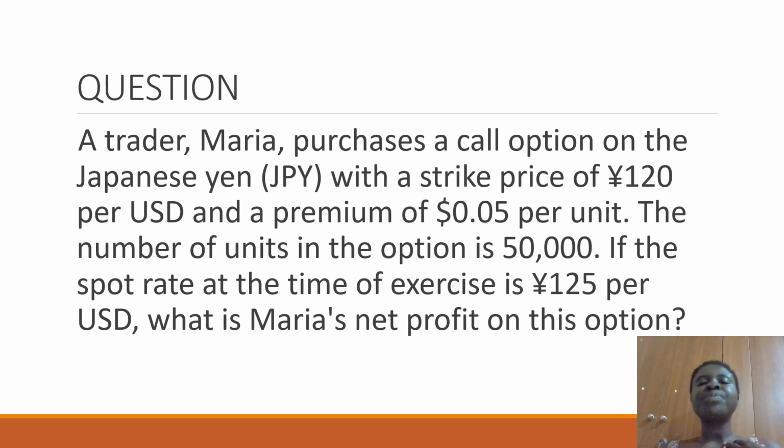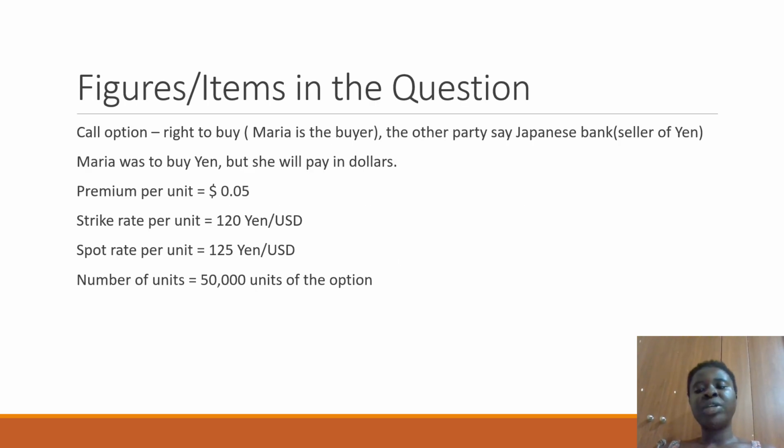Yes, but then we want to use the simple formula to understand this question. So let's move on. First of all, we pick our figures like we always do. This is a call option. That means it gives Maria the right to buy from the other party. Let's say the other party in the contract is the Japanese bank, right? He's the seller of the yen.